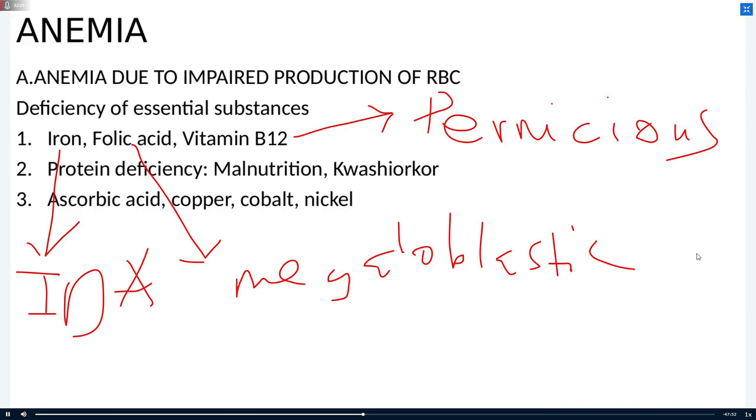So iron could cause your iron deficiency anemia, your folic can cause megaloblastic anemia, and your vitamin B12 can cause pernicious anemia. Then there will also be protein deficiency, malnutrition, and kwashiorkor. There also could be due to ascorbic acid, copper, cobalt, and nickel.